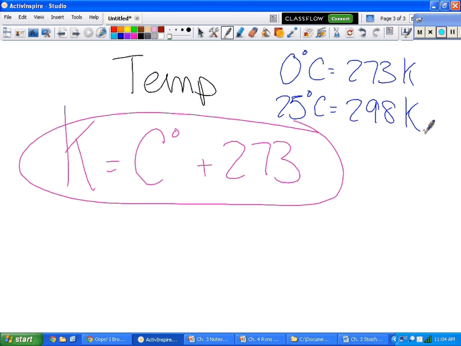The top one's the easy one. That's simple. The bottom one, most things are run at 25 degrees Celsius. So if you've written this part down, there's another little note that you can make for this. This is what is called standard conditions.